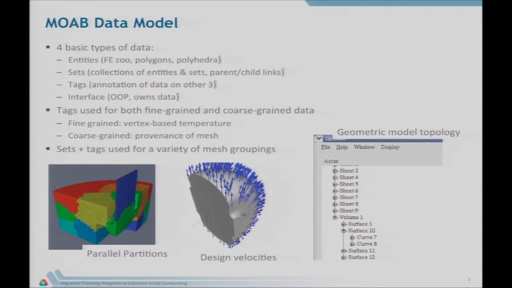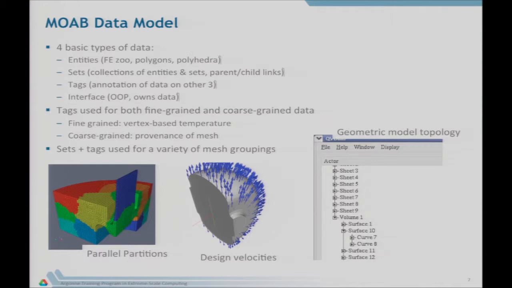MOAB uses 4 basic types of data. Entities, and those are the entities in the finite element zoo, like the vertices and the triangles and so on. Entity sets, which are simply arbitrary collections of entities and other sets.